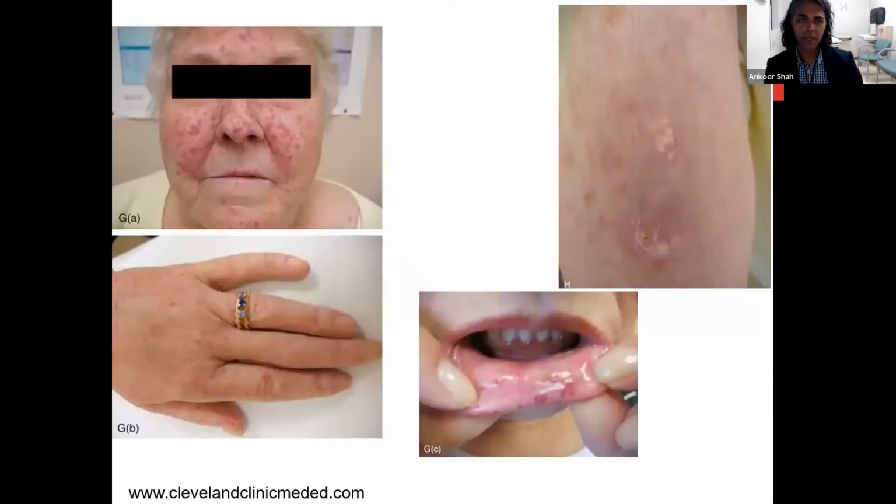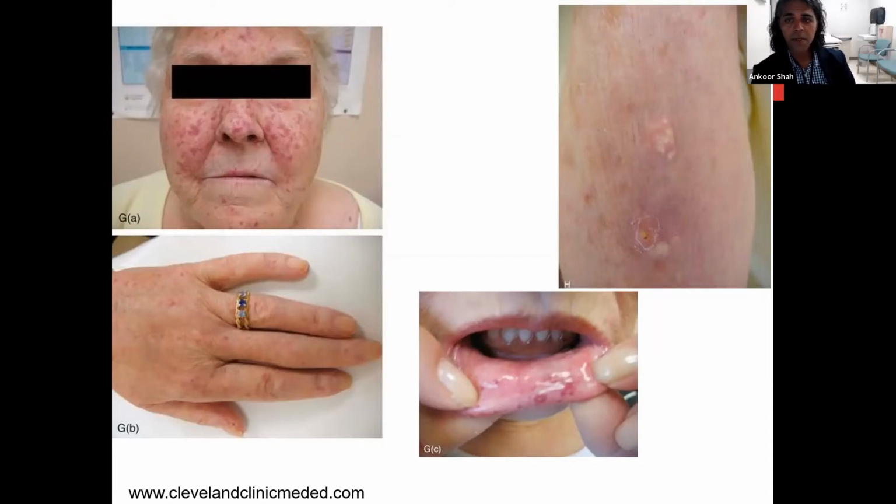Here are other skin manifestations. So telangiectasia, red violaceous lesions on the palms, on the hands, on the face, and the neck are the most common places, although you can see them in the mouth. So that's a good place to look for them. These typically do not go away, and they will increase over time.